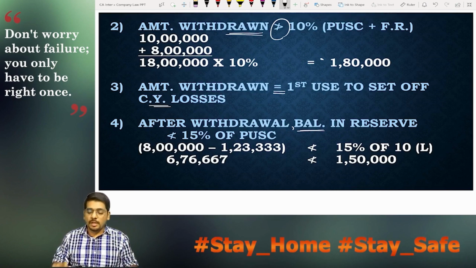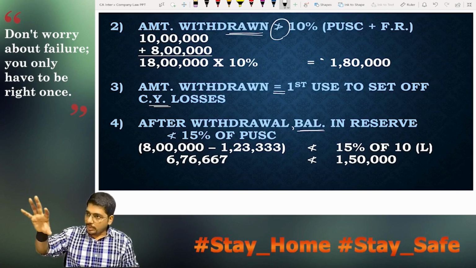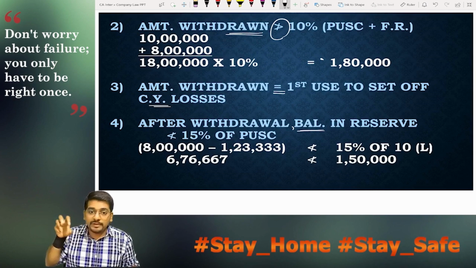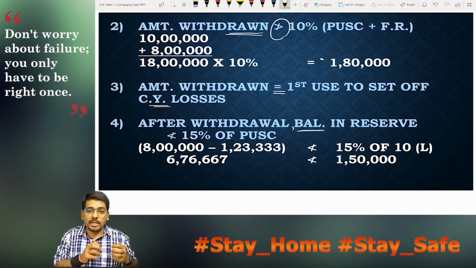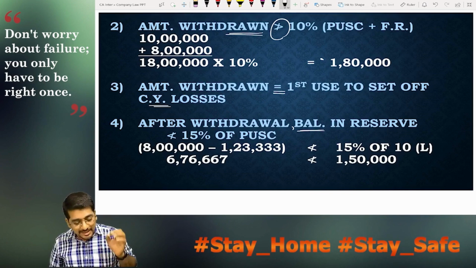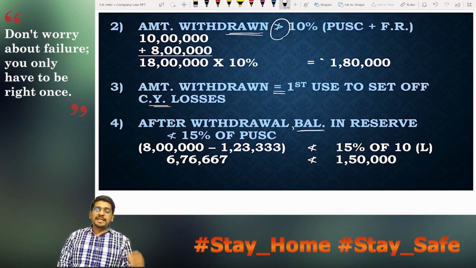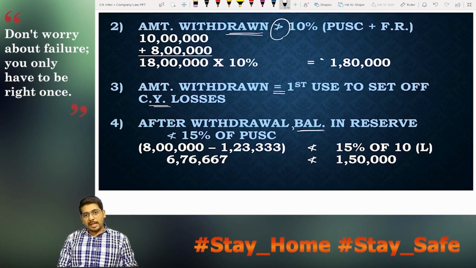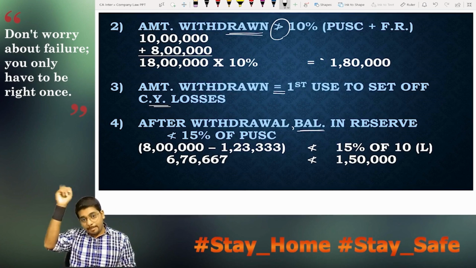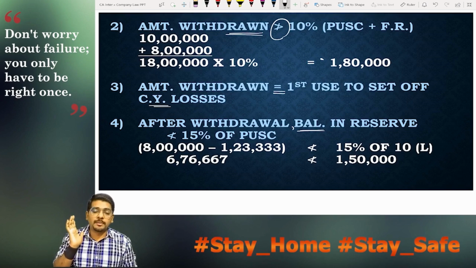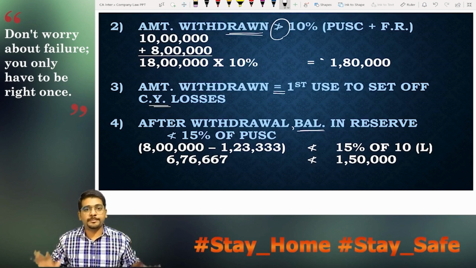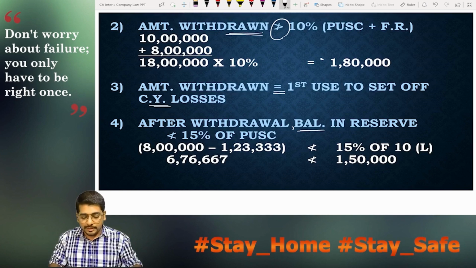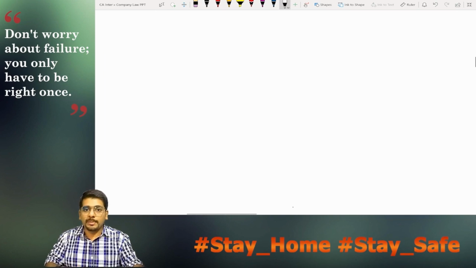What you do, whatever reserves are there, out of them you withdraw whatever amount you want, but make sure at least 15% of the paid up share capital, that much amount should always be there in your reserves. Sure, I can do that, sir. 4 conditions are there. Let me analyze the conditions one by one.